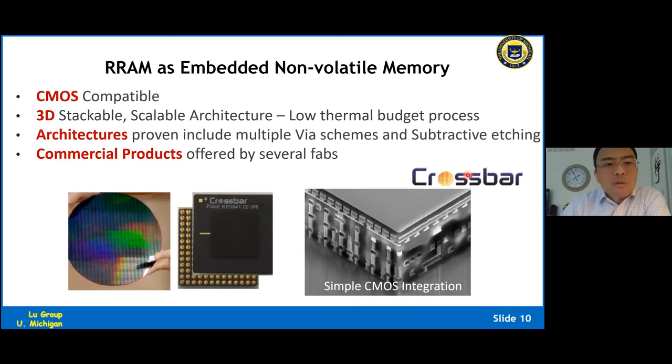As Bob mentioned, I actually co-founded a company called Crossbar in 2010 to commercialize this. In fact, this is already being offered on 12 inch wafers at 40 and 28 nanometer. And other fabs, including TSMC, are also offering these devices as a commercial memory device. So this is actually quite a mature technology.